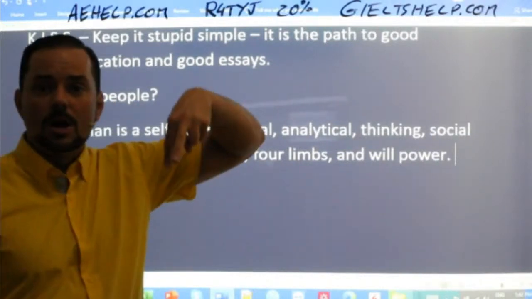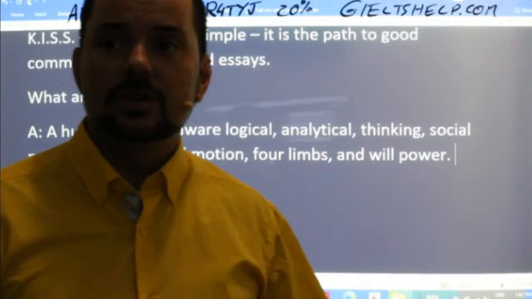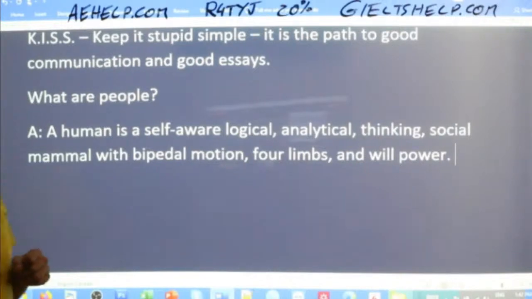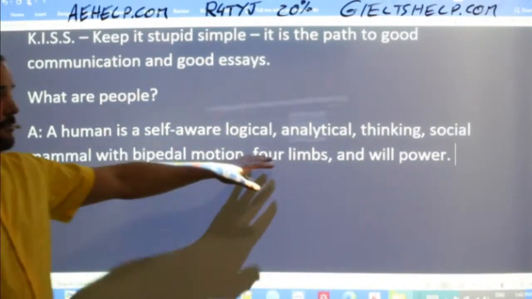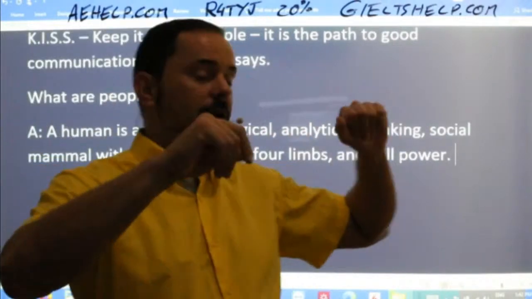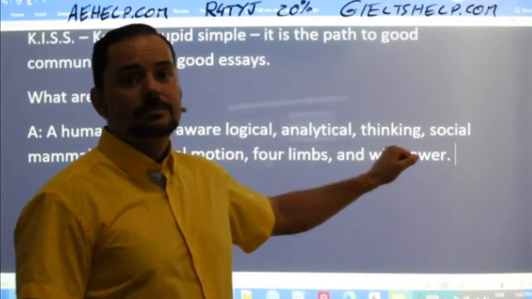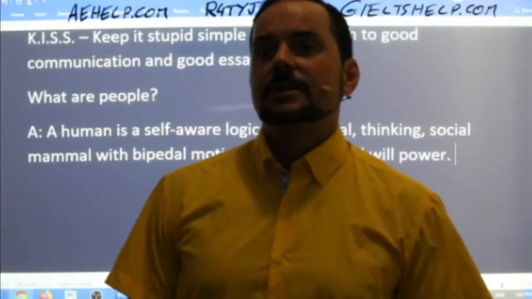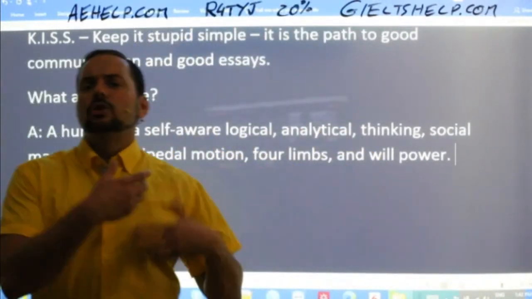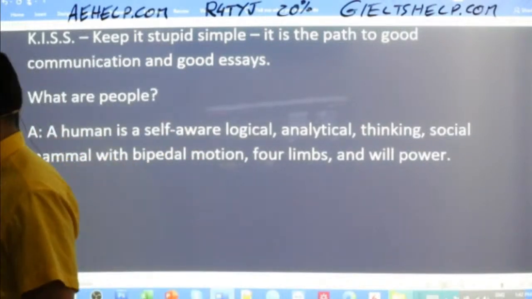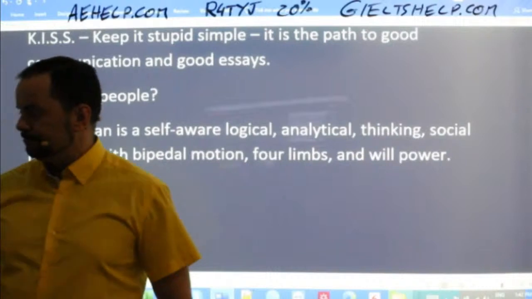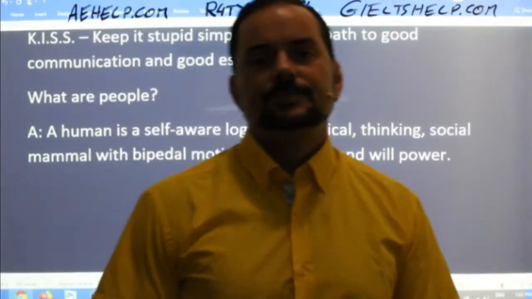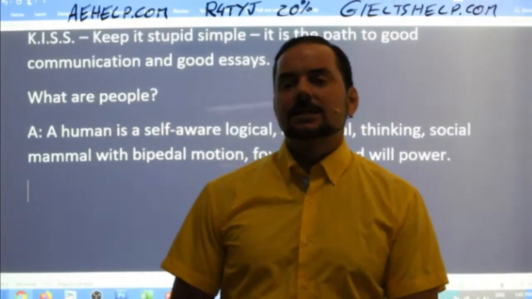Bipedal motion means that we walk on two legs, okay? Dogs are called quadrupeds, we're sentient, it means we're thinkers, yeah. Samuel, that's right. We have four limbs, so we have our arms, our legs, and we have willpower. So we wake up in the morning and we think to ourselves, today I want to do this and I will do that. So we have willpower. So that's kind of, without getting too technical, that's what I would think a human is. Okay. All right. So what would be the next question? What would be the next question?